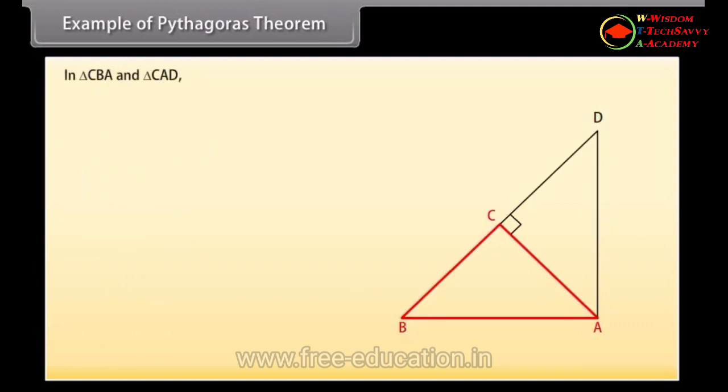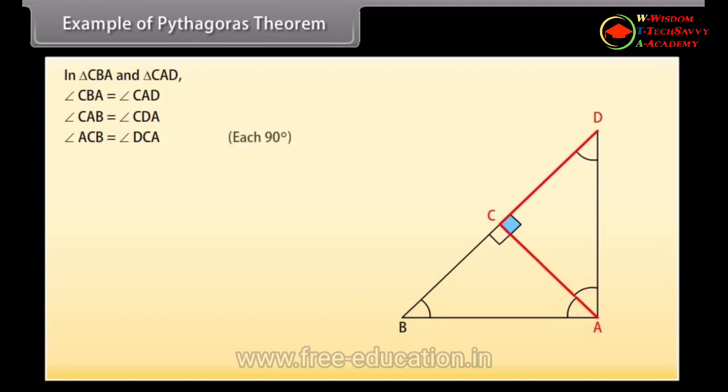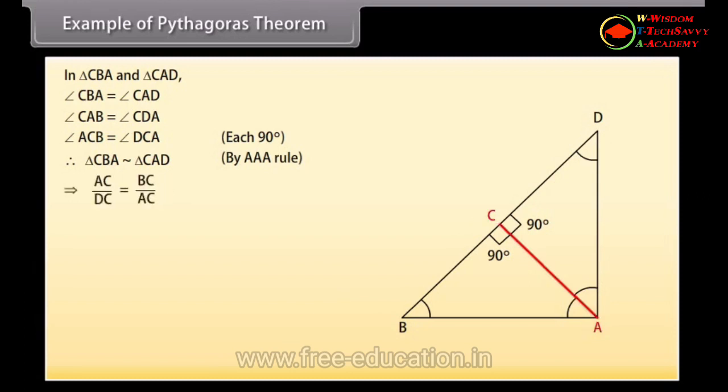In triangle CBA and triangle CAD, angle CBA is equal to angle CAD, angle CAB is equal to angle CDA, angle ACB is equal to angle DCA, each is 90 degrees. Therefore, triangle CBA is similar to triangle CAD by the AAA rule, which implies AC upon DC equals BC upon AC, which implies AC square equals DC into BC.